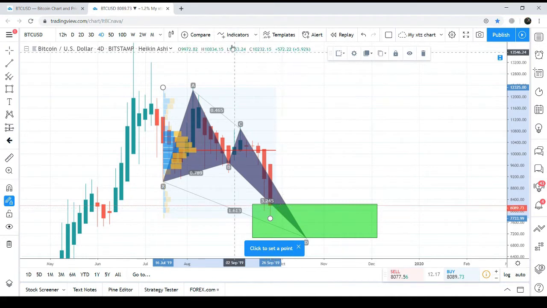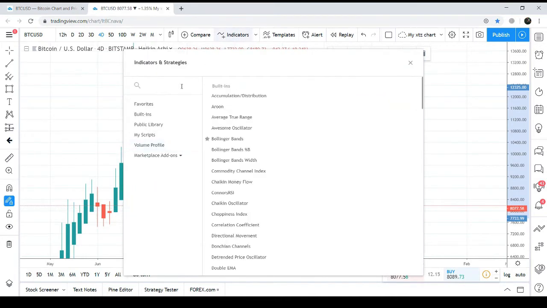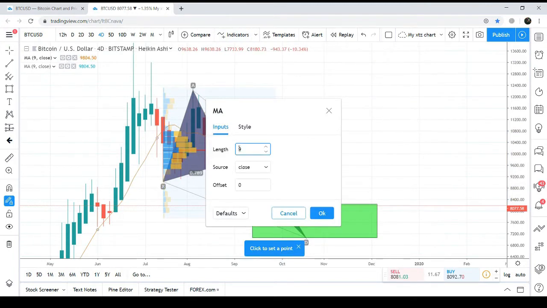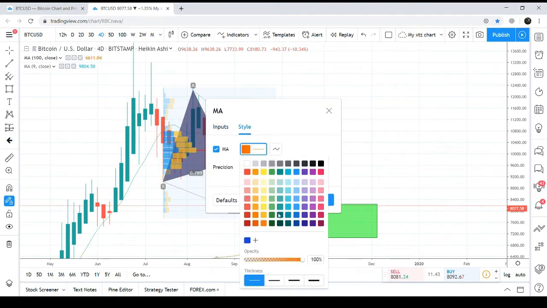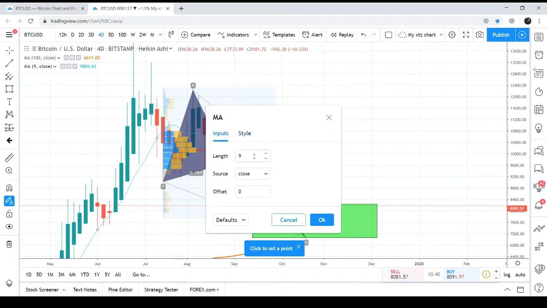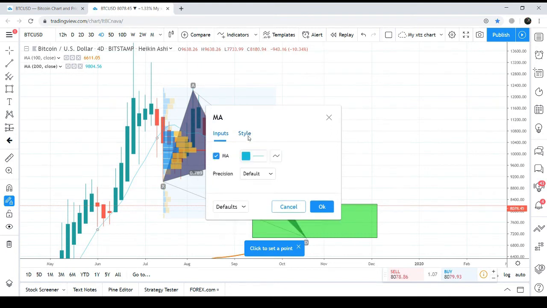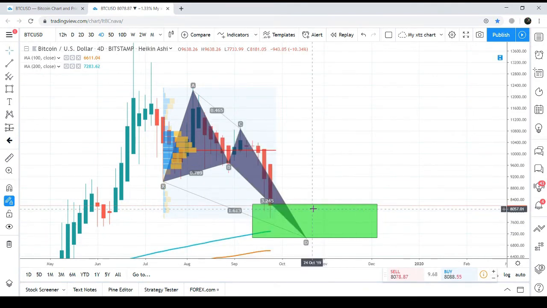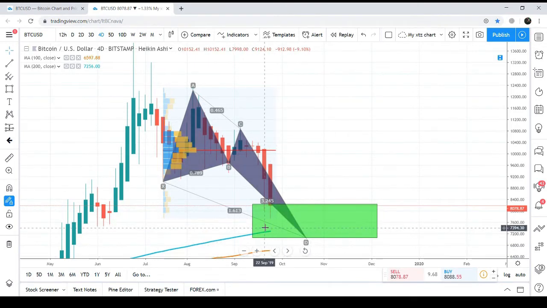Moreover, if I place the moving averages, for example, the 100 moving average, I'm going to place two moving averages, and these will be simple moving averages. The first moving average has a time period of 100. I'm just making it more visible. And the second moving average has a time period of 200. This is the 200 moving average, the simple moving average. Now you can see this is the 200 moving average, and this is the 100 moving average below the 200.